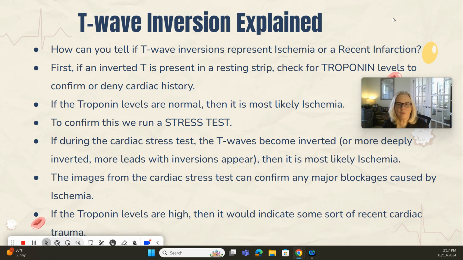Okay? We would never run a stress test if the troponin levels were high. We've already done damage. They most likely had a heart attack. We're not going to put them into another heart attack.